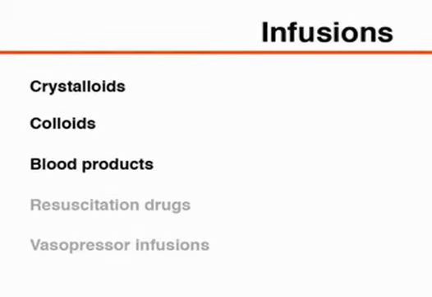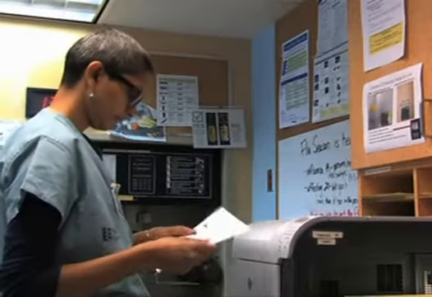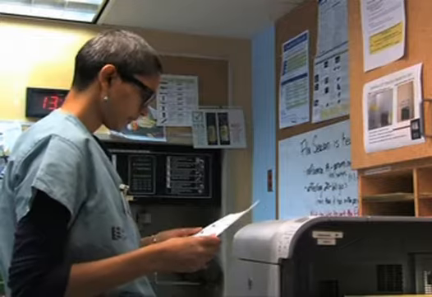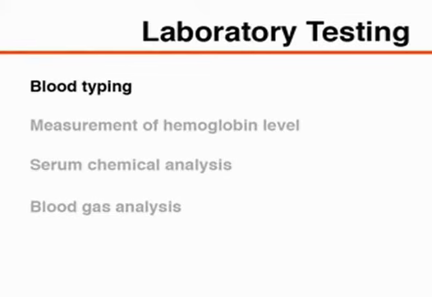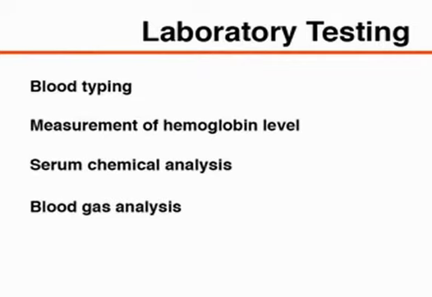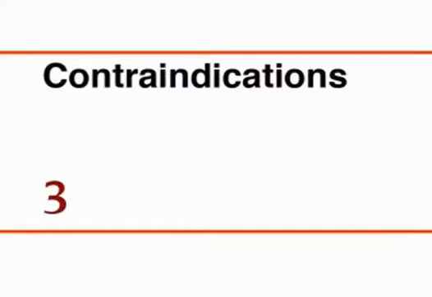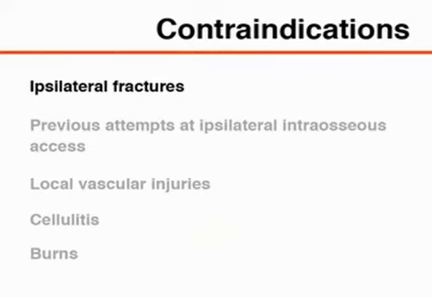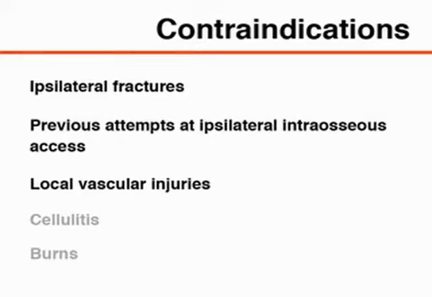Crystalloids, colloids, blood products, and many medications, including drugs used for resuscitation and vasopressor infusions, can be administered through the intraosseous route. In addition, a sample can be drawn from the intraosseous space in the critically ill patient for laboratory testing, such as blood typing, measurement of hemoglobin level, serum chemical analysis, and blood gas analysis. Contraindications include ipsilateral fractures, previous attempts at ipsilateral intraosseous access, local vascular injuries, cellulitis, and burns.